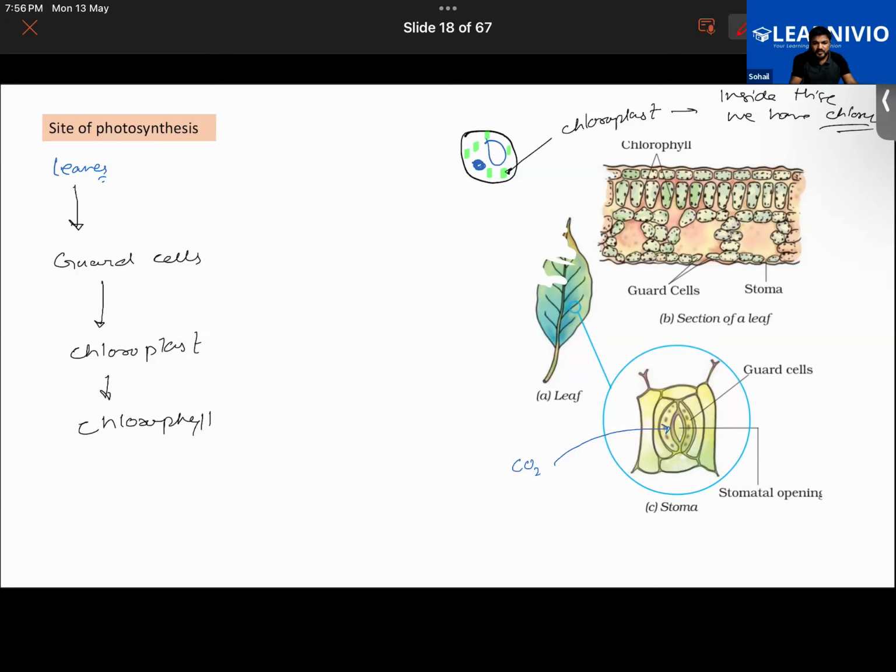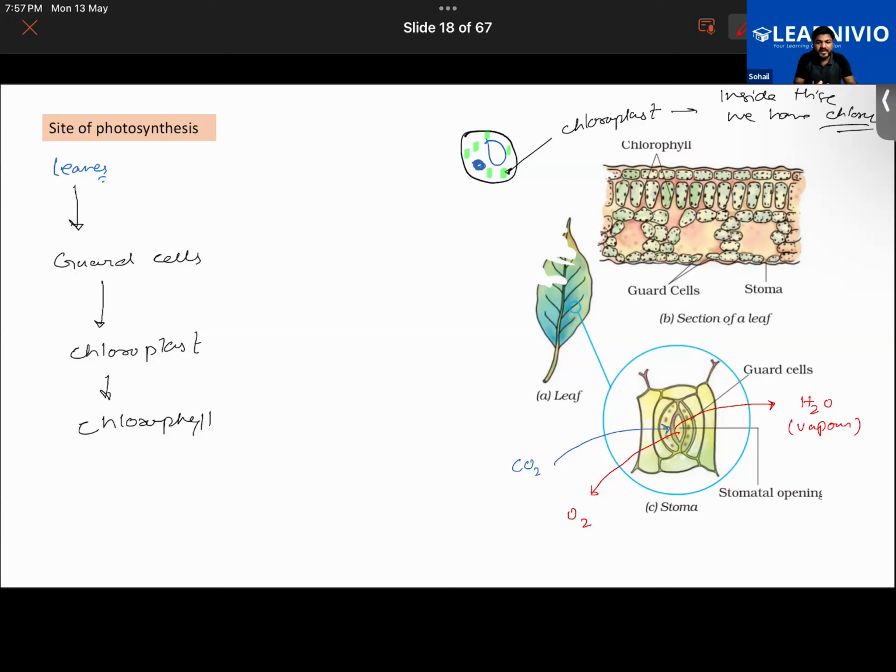Exactly. So carbon dioxide gas is taken in, while through the same pore, oxygen gas is given out in the process of photosynthesis. Then water in the form of vapor is released from the same stomatal pore. So that is the function of this.